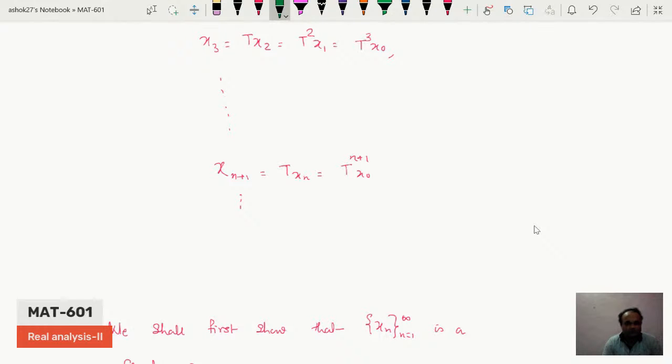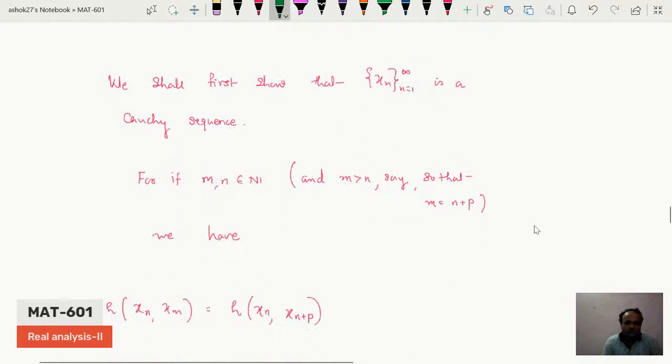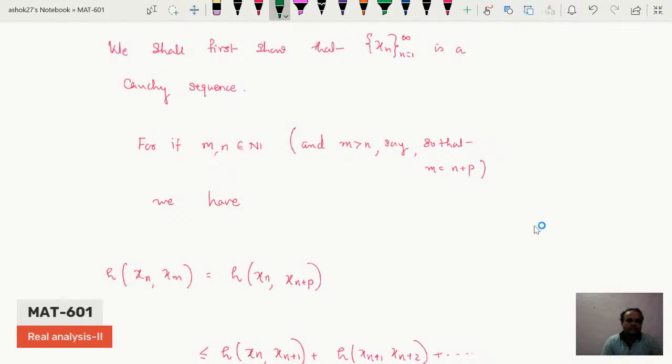And likewise, we developed one sequence, the sequence xn, and next we will prove that the sequence is a Cauchy sequence. So if m and n are two natural numbers with m strictly greater than n, suppose m is greater than n by p, so we can write m as n plus p.